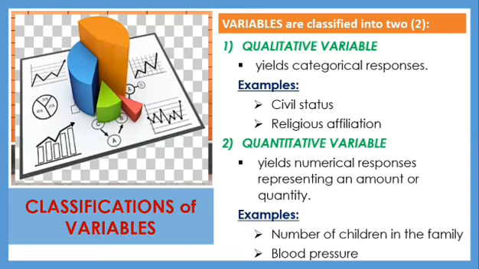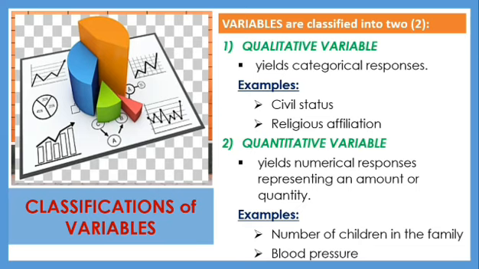So what are the two classifications of variables? Under variables, we have qualitative variables, and we also have quantitative variables. If we say qualitative variable, this yields categorical responses. Examples: civil status, religious affiliation. Meaning to say, in qualitative variable, you always need to remember that we are only talking about the attributes, the characteristics of a certain person, object, and so on. We are not talking about numbers. This is not numeric in nature, okay?